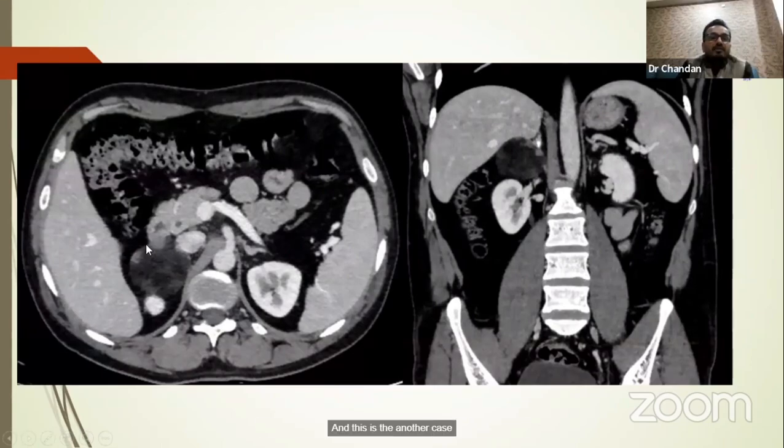And this is another case of the myelolipoma showing slight enhancement of the myeloid tissue and the fatty component, and in the coronal view it is very beautifully seen. I'm showing more pictures of the myelolipoma because it is the most frequently asked spotter in the examination. So you should remember all these appearance types of myelolipoma in one spot. So I am showing a large number of cases of the myelolipoma.